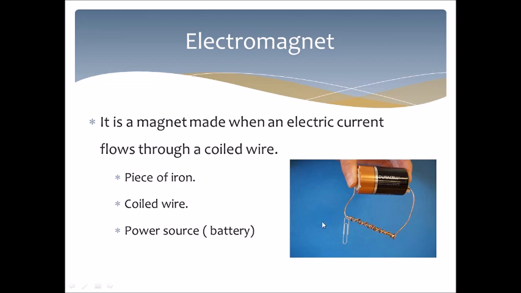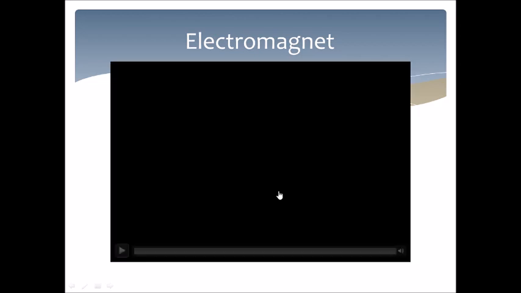We call it an electromagnet. And like any magnet, it has magnetism and it attracts any objects that contain iron. So it is a magnet that works by electricity. That's why it's called electromagnet. Electro from the word electricity, and it is a magnet. Now let's see how we can make an electromagnet.